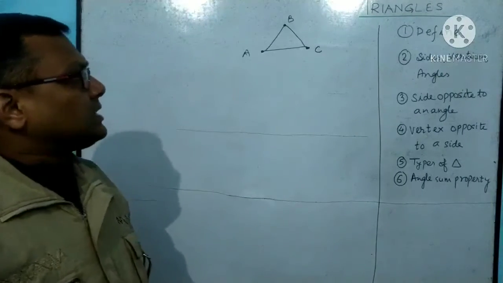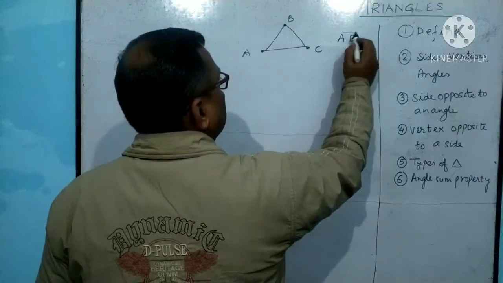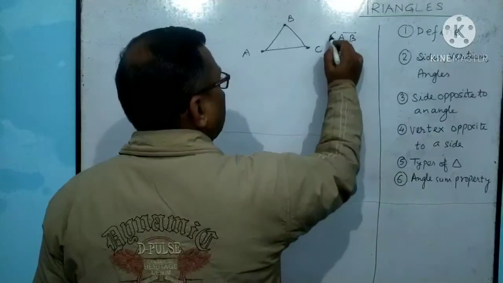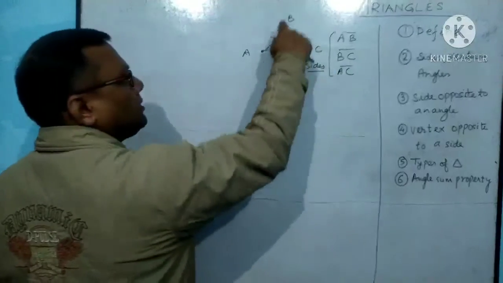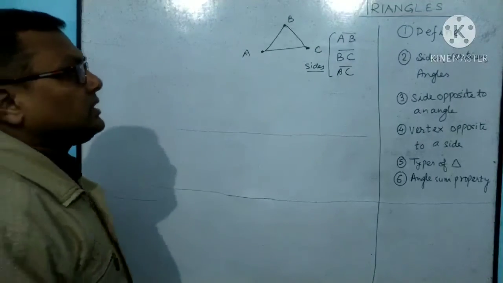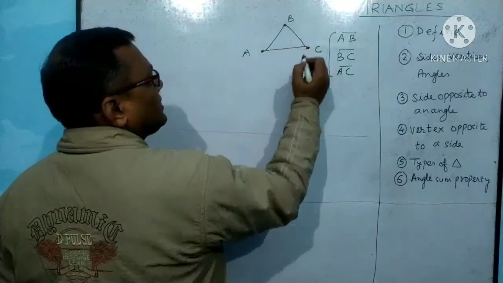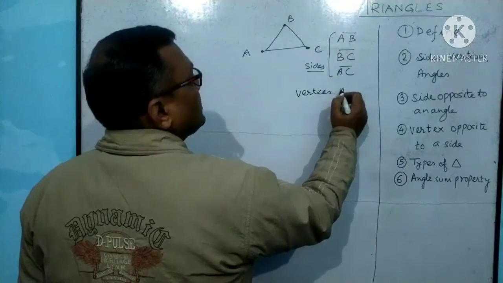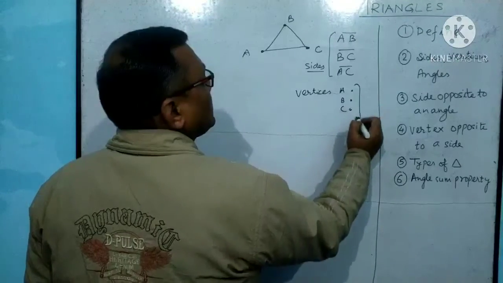A triangle has 3 sides. First side is AB. Second side is BC, and third side is AC. So a triangle has 3 sides: AB, AC, and BC. And vertices means corner points. So we have 3 corner points. First is this, second is this, third is this. So vertices can be called A, B, and C. They are the points A, B, and C separately.